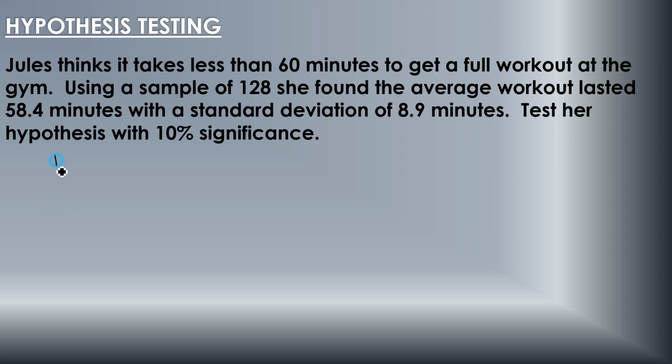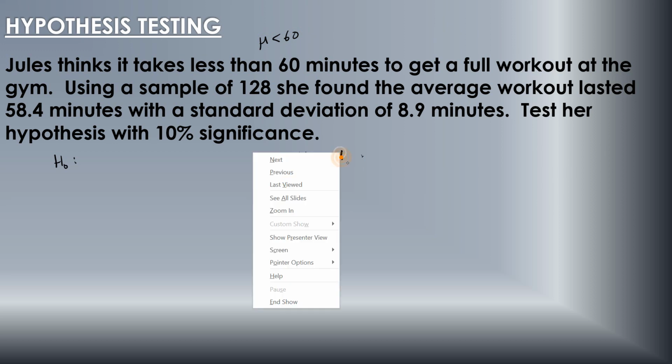So first step, just get in this habit. Write it down, even if it's an online quiz or something. Your null and alternative hypothesis. So let's write down what she has said. It takes less than 60 minutes. So she's saying that the population should do less than 60. So that is our alternative hypothesis.